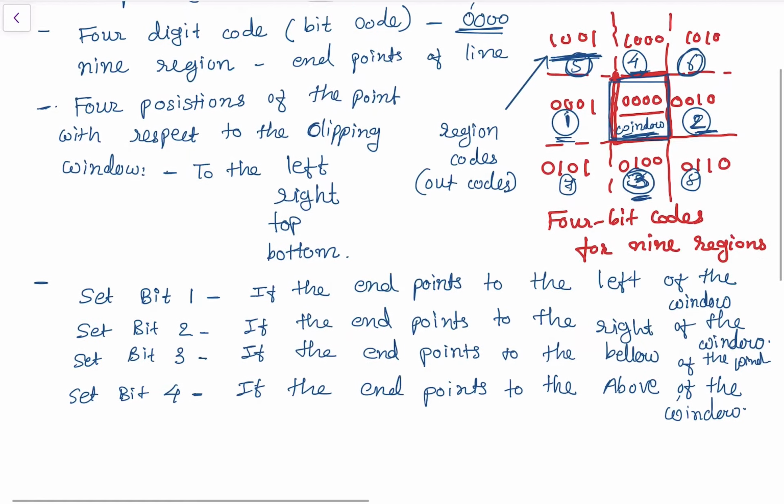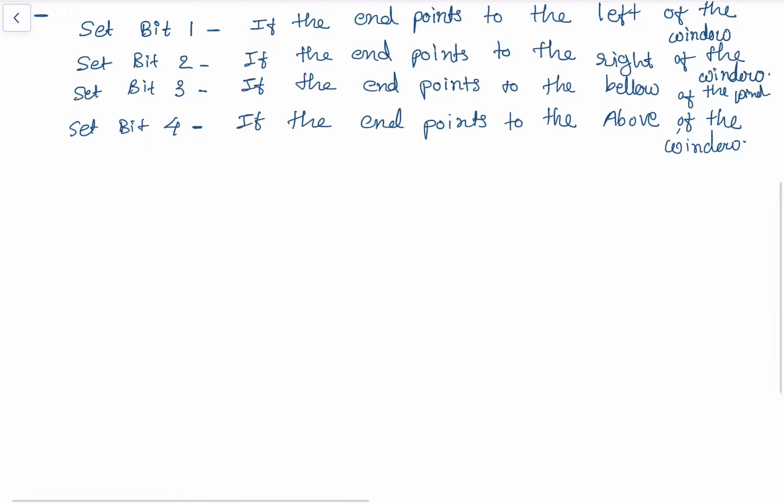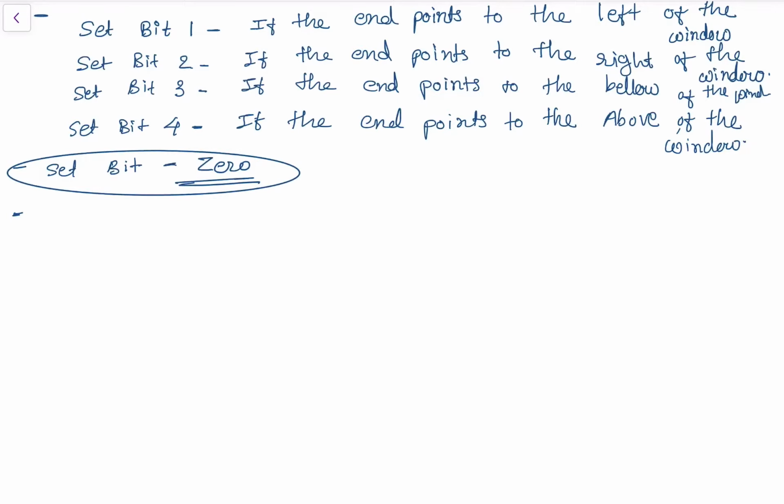For example, we have to set this bit code to 0000. Why do we set it to 0? Because if all the bits are 0000, then we can say that this line point is in the window. This way Cohen-Sutherland works.